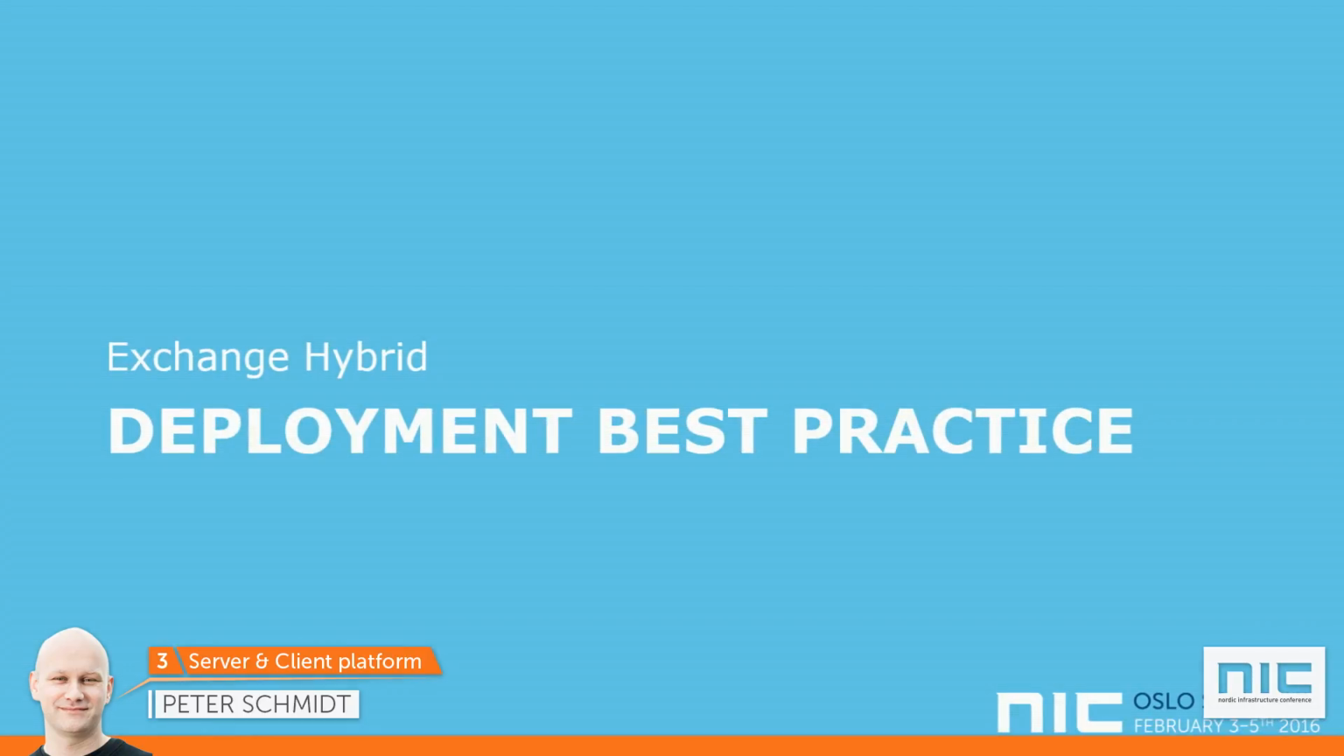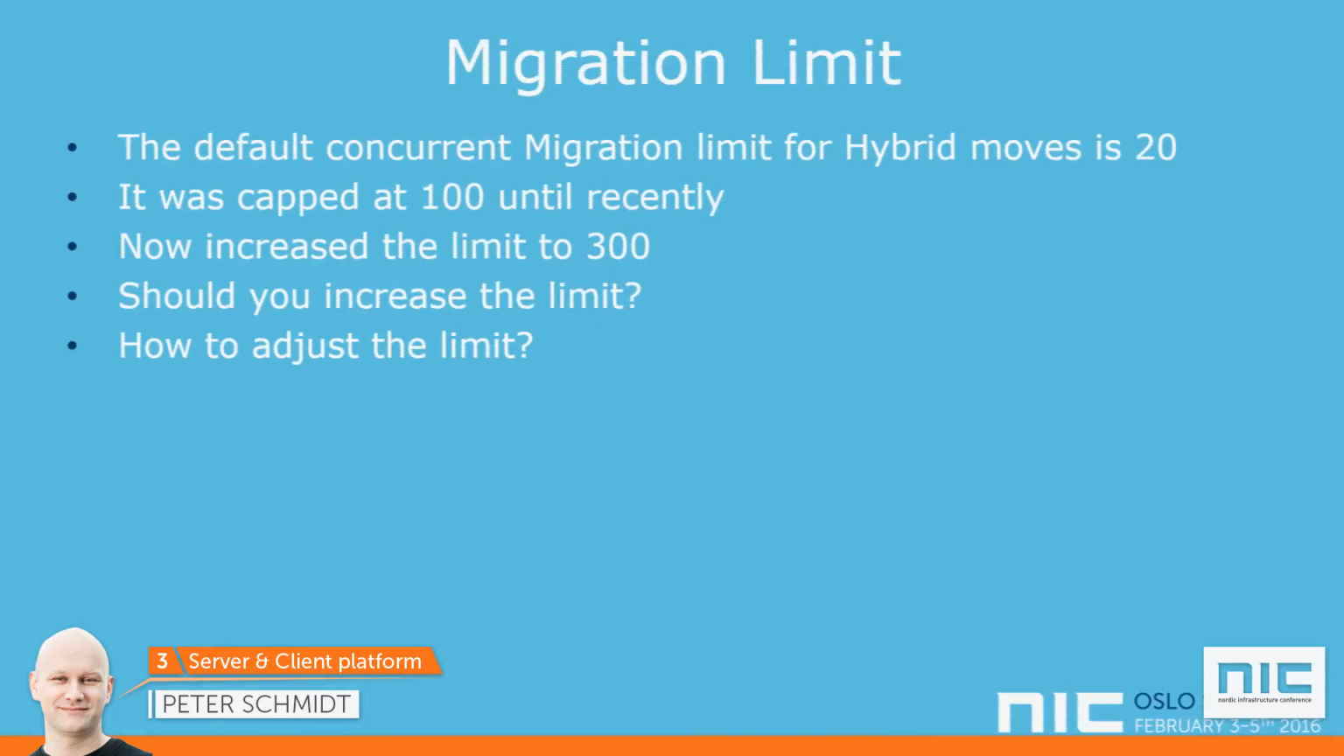So, around best practices. Well, when starting to move mailboxes to Office 365, the standard limit in concurrent moves of mailboxes is actually set to 20. Microsoft has extended it, so we can actually set it to 300, but it's something that you need to go in and set yourself. Otherwise, it will be limited to 20.